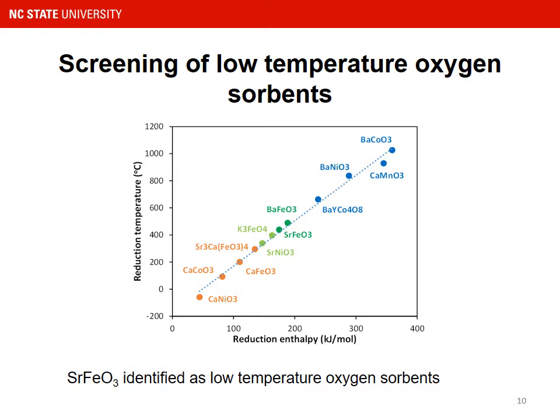On the other hand, if the reduction temperature is too low, for example, as in the case of calcium cobalt oxide, it is so easily reduced that it is hard to be reoxidized. So in the end, we need a certain balance in redox property. And also, considering the structure stability, we choose the strontium ferrite sample because it has a suitable reduction temperature at around 400 degrees Celsius. And we choose this material as the basis for further modifications as our oxygen sorbent.